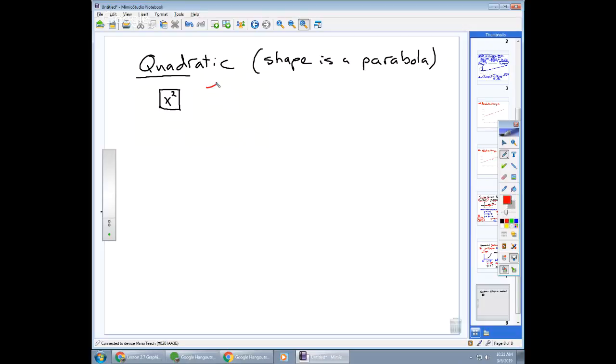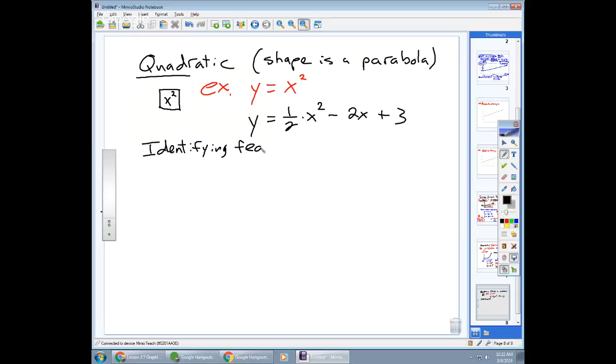So examples of quadratic would be y equals x squared. Or maybe y equals 1/2 times x squared. And you could have other stuff, like maybe there's a minus 2x and a plus 3. But the important thing about a quadratic is the square is the highest power of x. So that's kind of the identifying feature. So the identifying feature here is x squared.